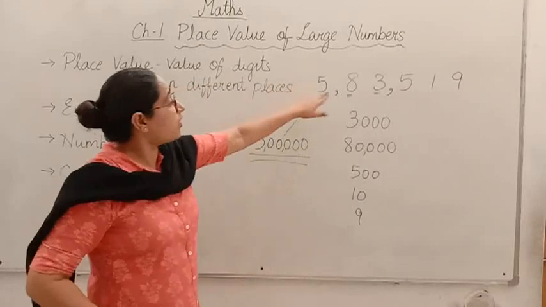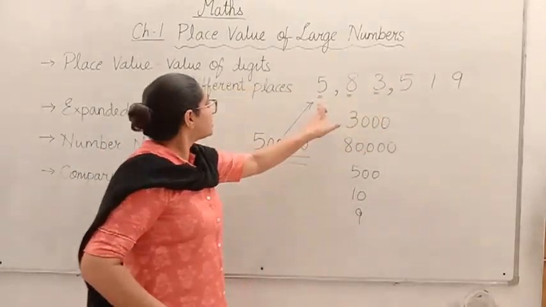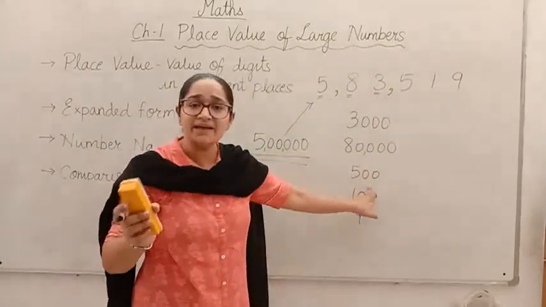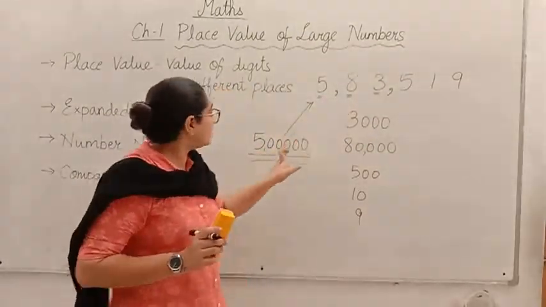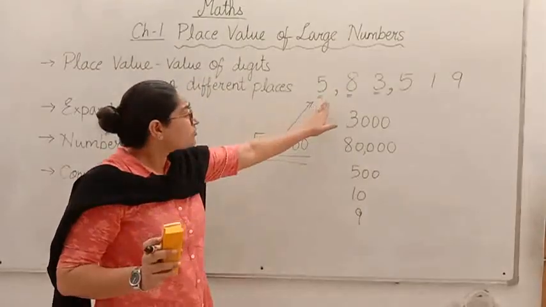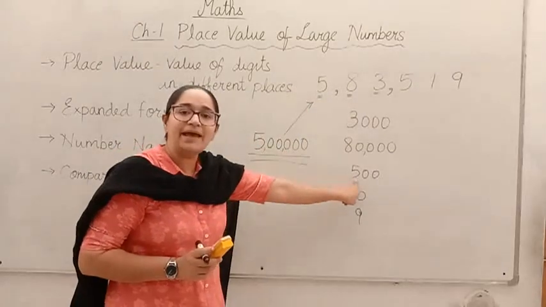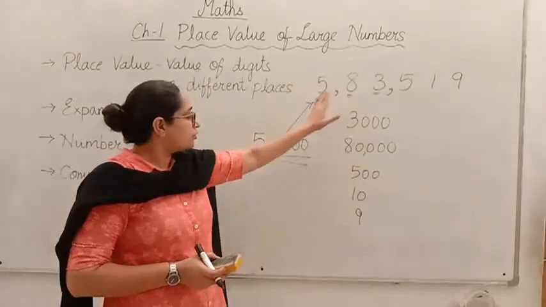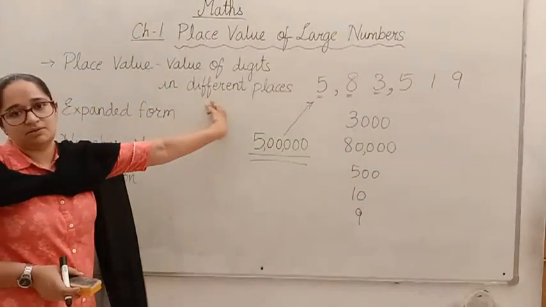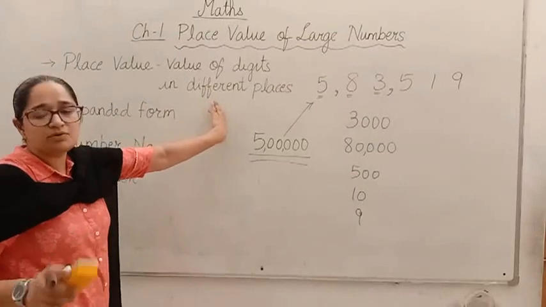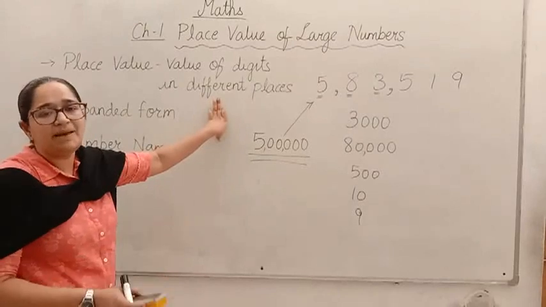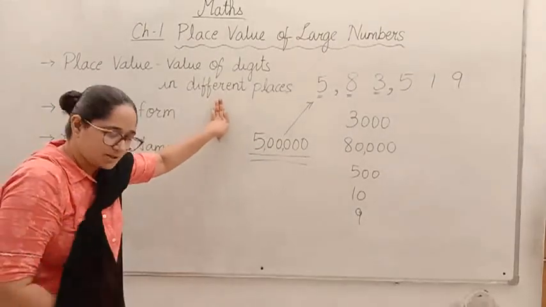Since there are 2 fives in my number, this 5 is different and this 5 is different. This 5 is 500 only. This 5 is in the place of lakhs, so it becomes 5 lakh. So 5 lakh will be greater than 500. Okay, so this is the way you write the place value of a digit. It is very easy. You just have to see how many digits follow. That many zeros you put and that will be the place value of that asked digit.